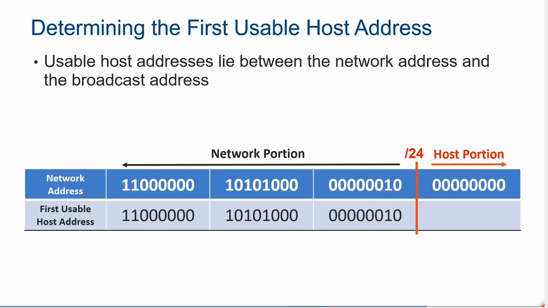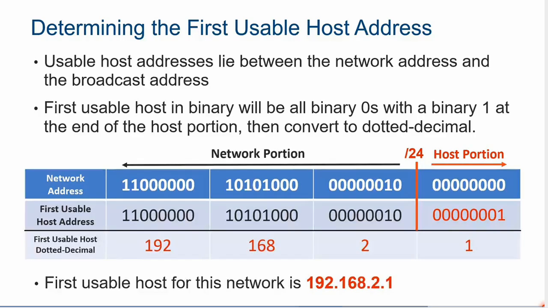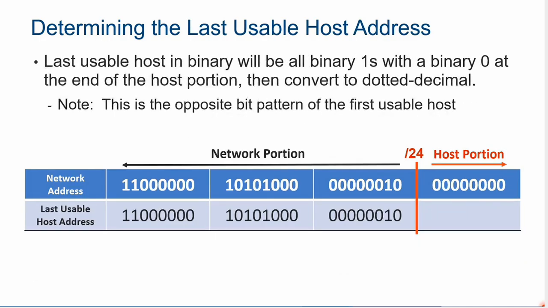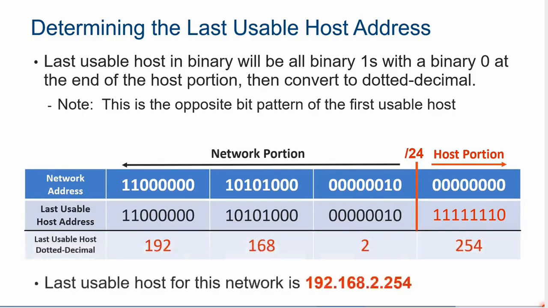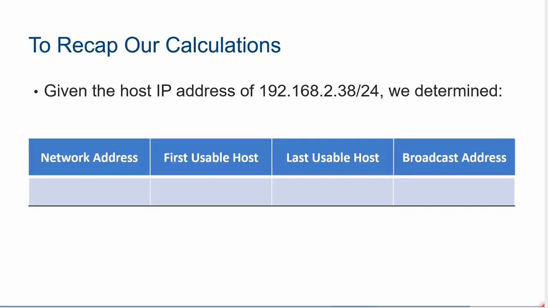Next, we'll determine the usable host addresses, which lie between the network and the broadcast addresses. The first usable host in binary will be all binary zeros with a binary 1 at the end of the host portion. Converting to dotted decimal, this tells us the first usable host on this network is 192.168.2.1. Lastly, we'll determine the last usable host, which will be all binary 1s with a 0 at the end, the opposite bit pattern of the first usable host. Converting to dotted decimal, we get 192.168.2.254.